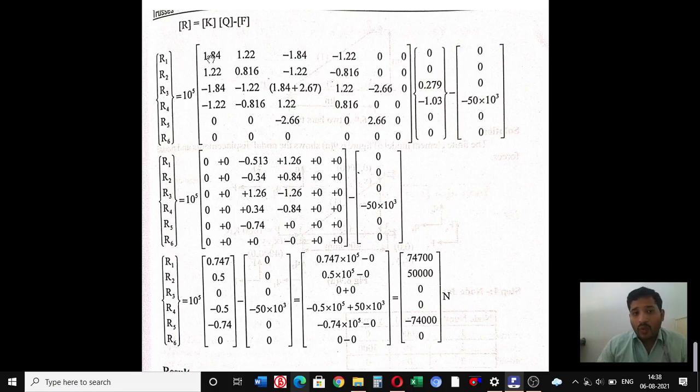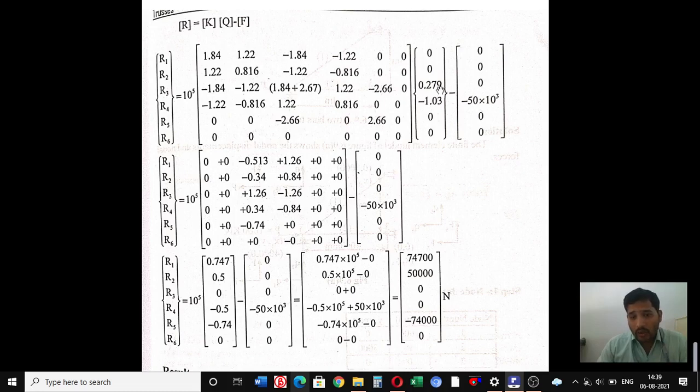Then let us see. 1.84 into 0, it becomes 0. 1.22 into 0, it becomes 0. Minus 1.84 into 0, it becomes 0. Minus 1.22 into 0, it becomes 0. 0 into anything should be 0. This overall, the first column becomes 0.